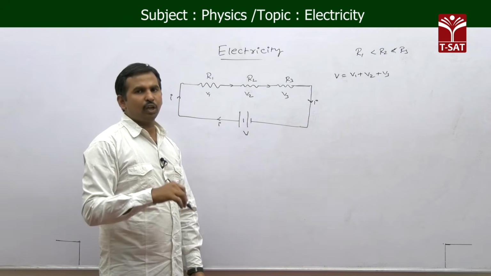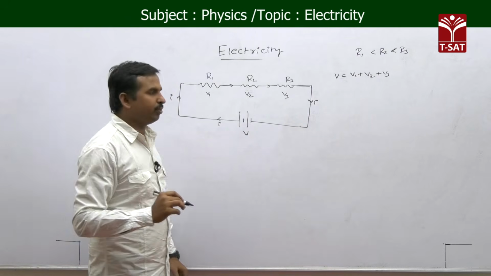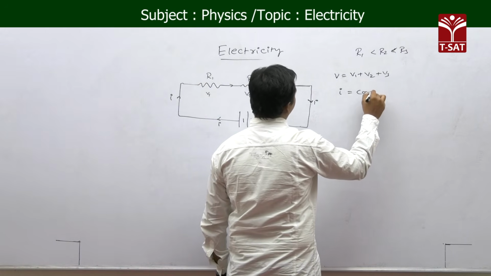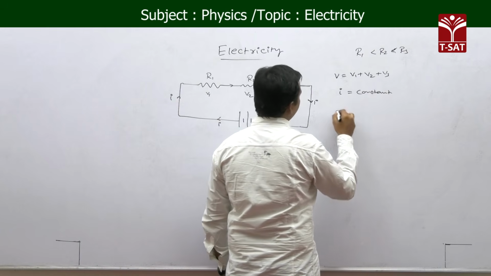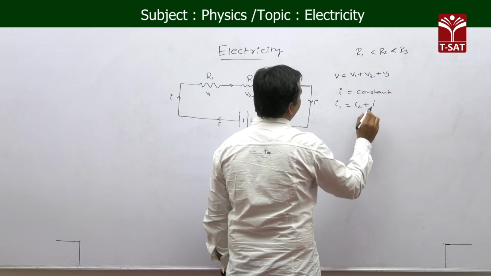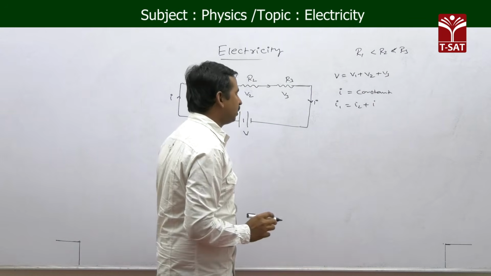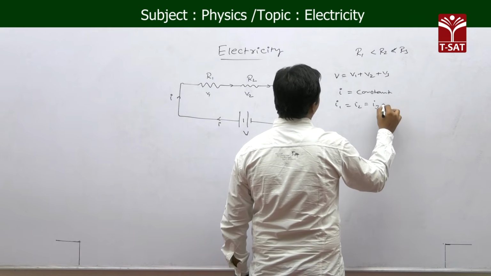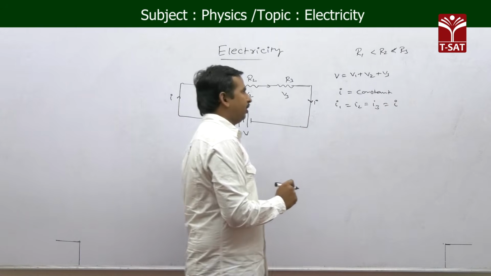And we also know that the current remains the same in all the cases. So I is equal to constant, which is I1, I2, I3, the current passing through the resistances. In all the three cases it is the same. Let it be I.